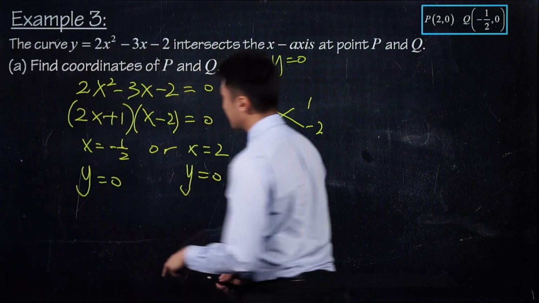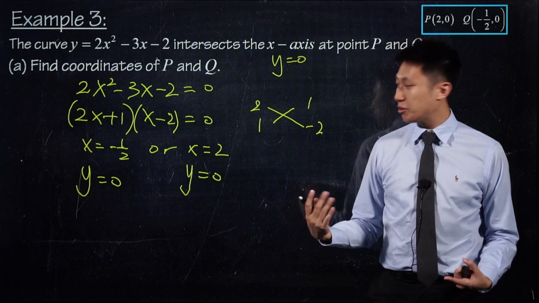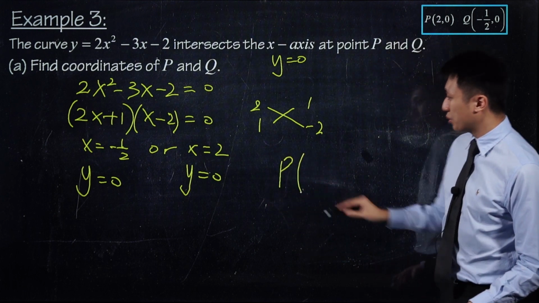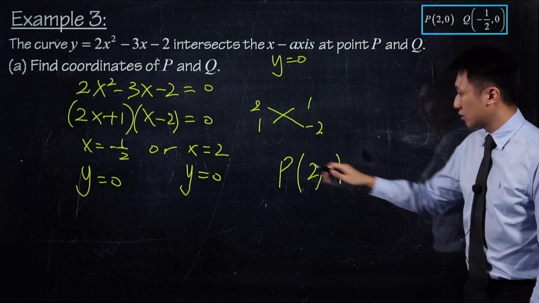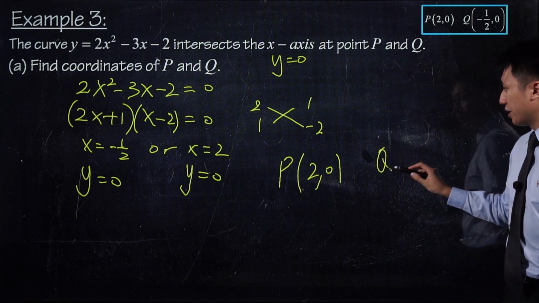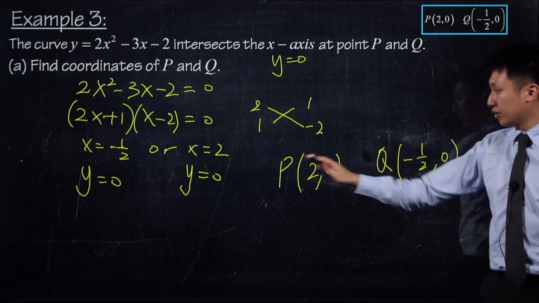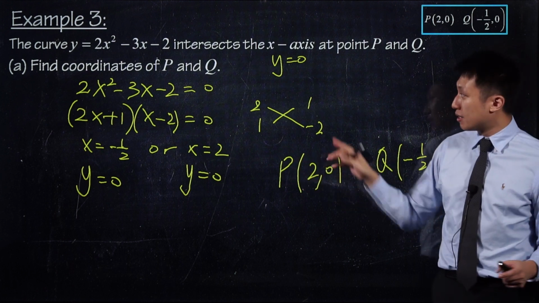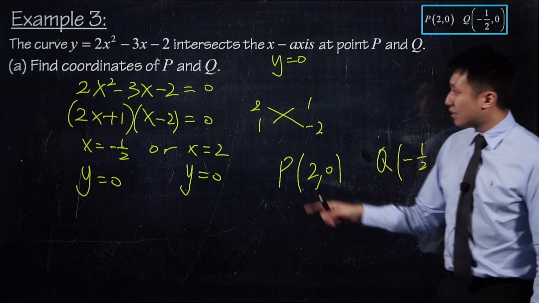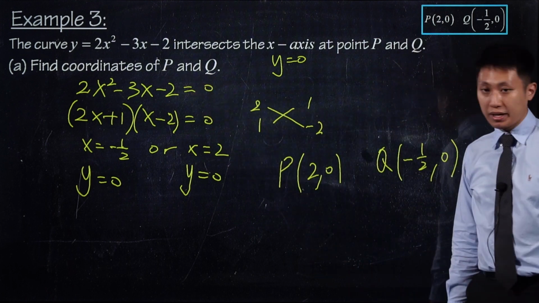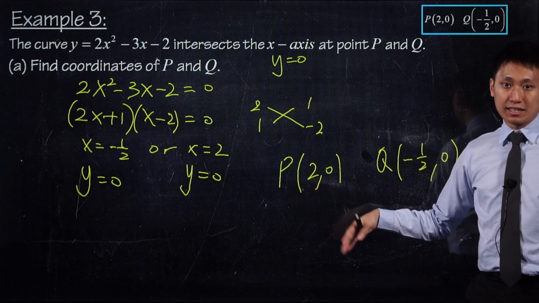Since there is no condition on P and Q, you can name either one to be P and the other to be Q. So I'll write P as (2, 0), and Q as (-1/2, 0). Anyway, you can interchange P and Q. It doesn't matter because it doesn't say anything here. Let's say it says that the x coordinate of P has to be bigger than 0, then this one must be P. Something like that.